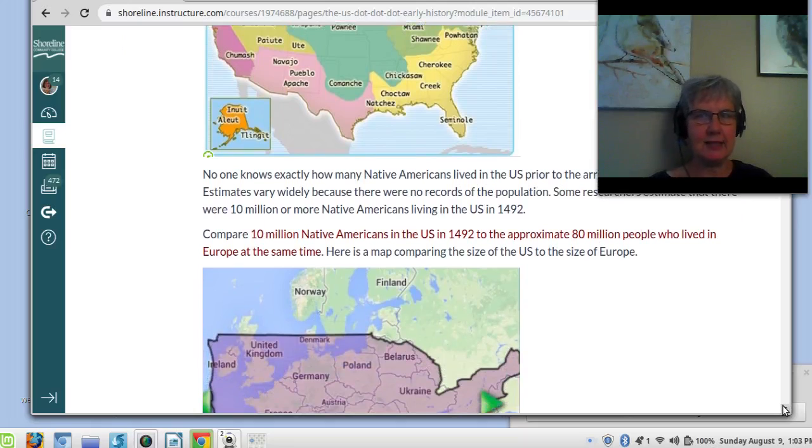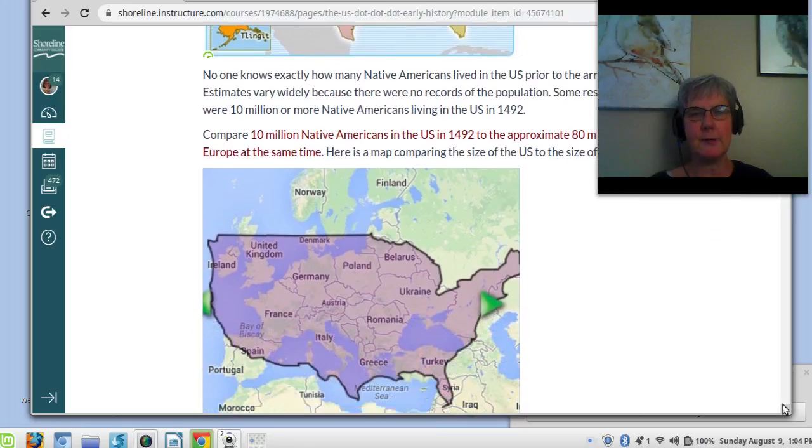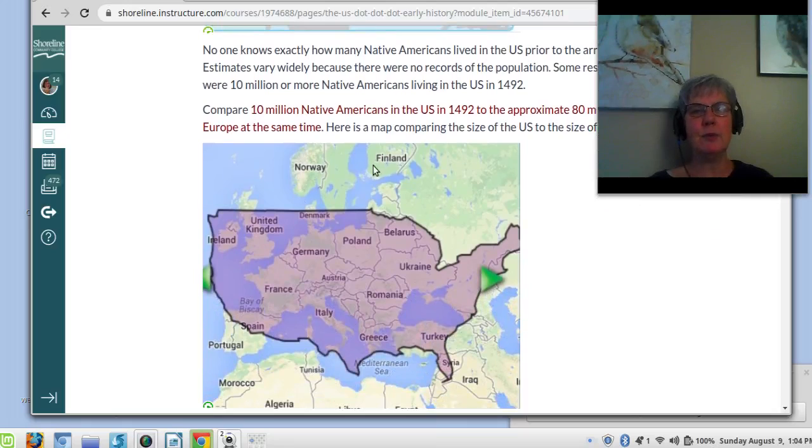So here is a very interesting map I found comparing the size of the US to the size of Europe. So we have Norway, Finland, Belarus, Ukraine, Romania, Turkey, Syria. So these countries are not considered Europe, they're considered the Near East. But this would be Greece, this would be Europe, Southern Europe, Italy, Spain, Portugal's part of Europe. So the United States is about the same size or a little bit smaller, it looks like, compared to Europe.